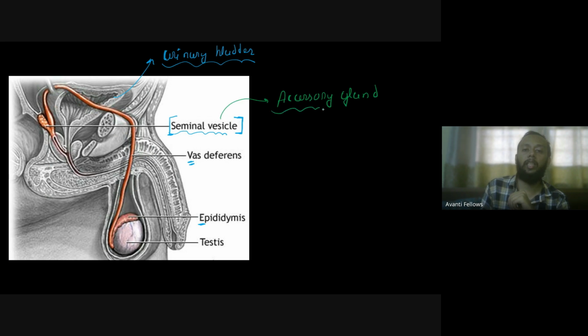And this accessory gland will have something in it, and this gland will deposit whatever it has into a common chamber. So what will happen? You have a common chamber over here.